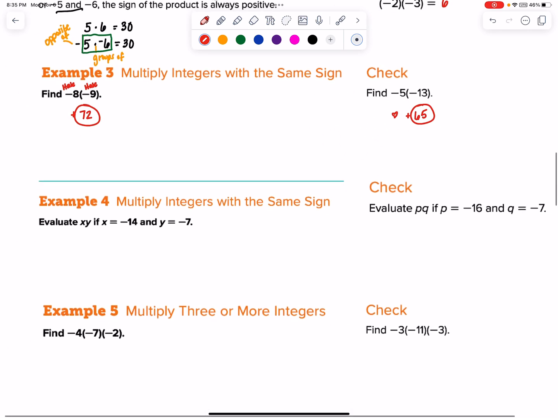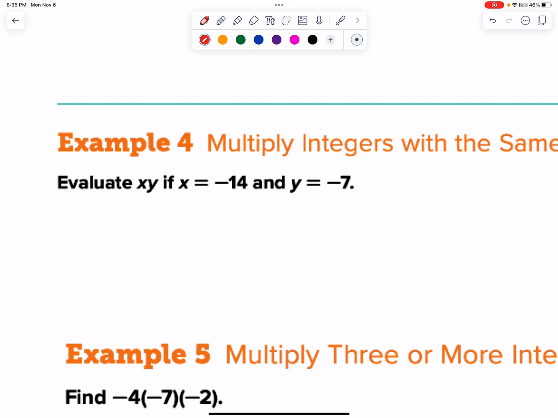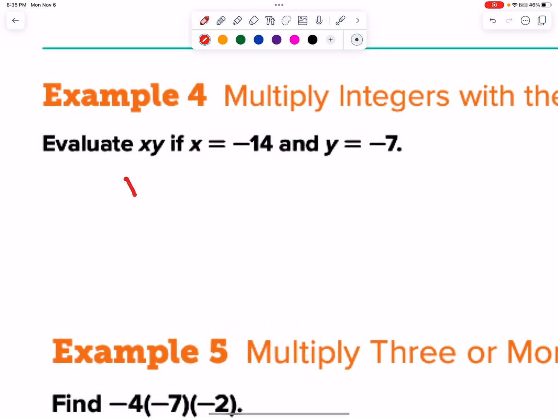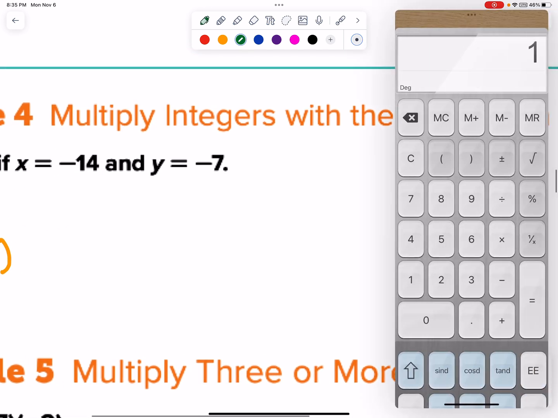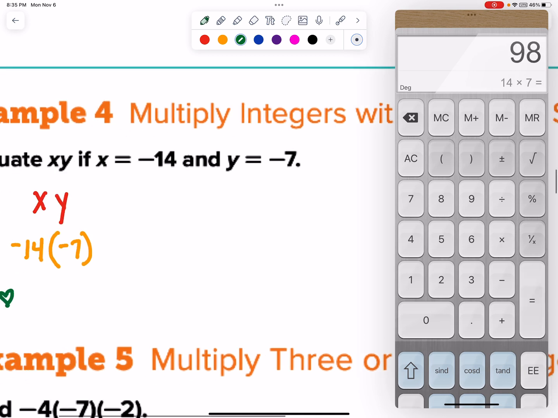All right, let's go ahead and do some substitutions. So we have the expression xy, and I have to substitute x is negative 14, parentheses for organization, and y is negative 7. So I have I hate to hate, two negatives. That means I actually love. Love is positive, and 14 times 7 is 98.